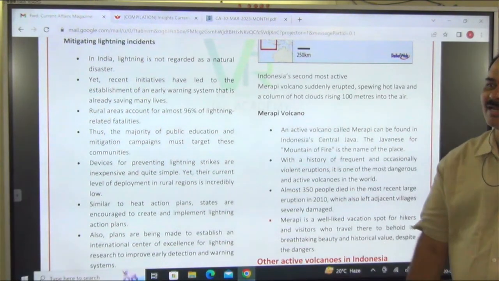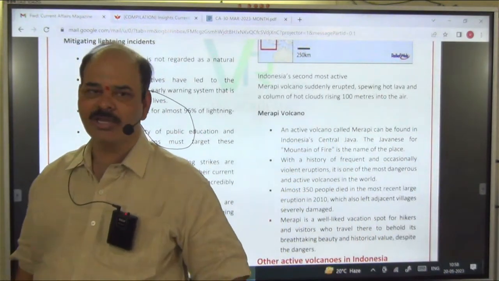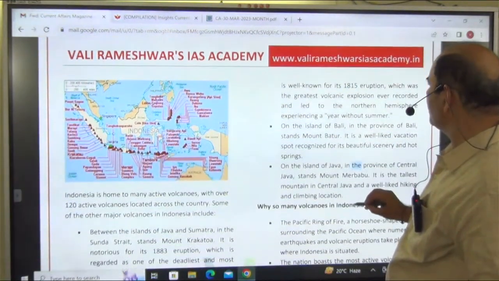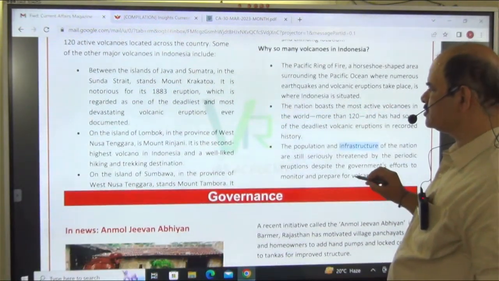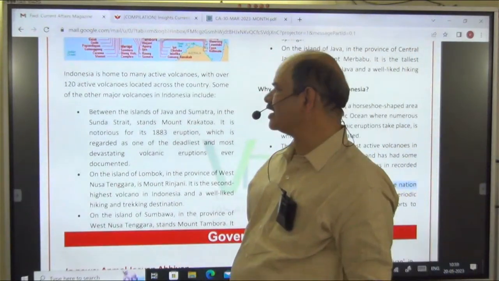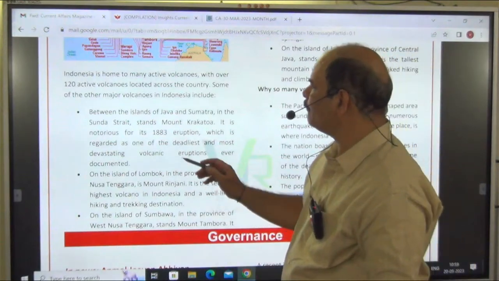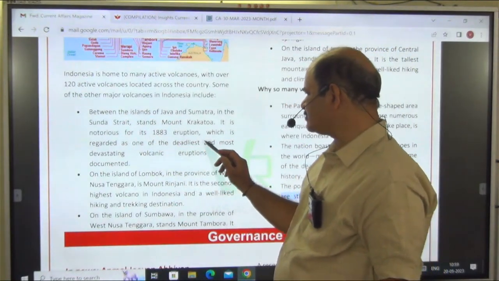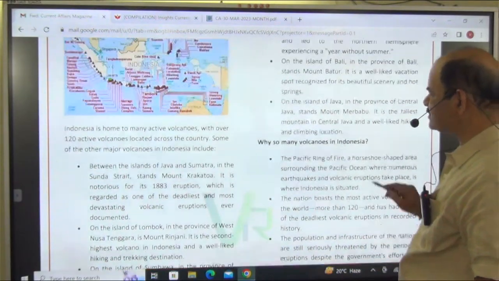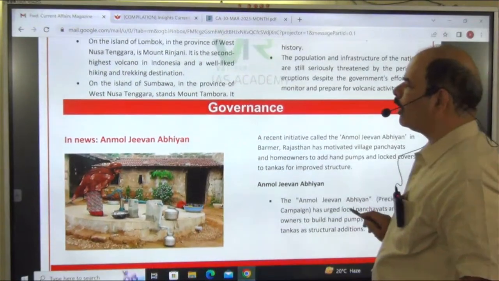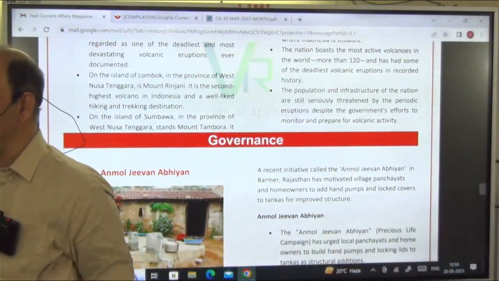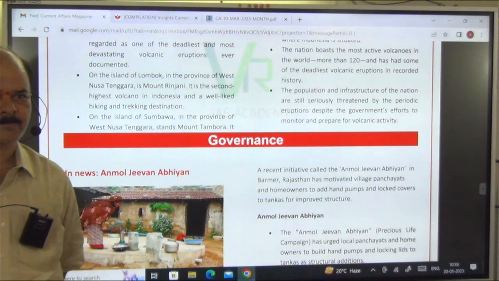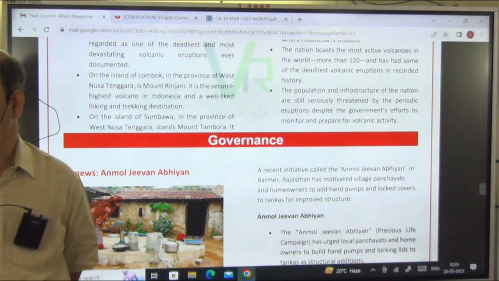So you may get in recent days which volcano in the Indonesia became more active. It is the Merapi. Because such kind of questions from the world history are common. And you know why there are large number of volcanoes? Because of nearness to the Pacific Ring of Fire. Between the islands of Java and Sumatra in the Sunda Strait stands Mount Krakatoa. It is notorious for 1883 eruption. So even such kind of question they may ask, but try to remember this Merapi. Now, what is Anmol Jeevan Abhiyan? A program, Anmol Jeevan Abhiyan.